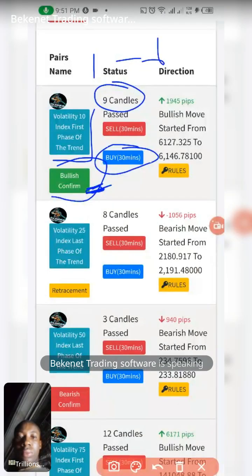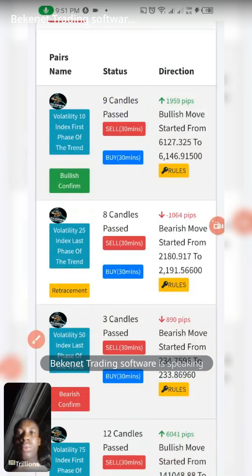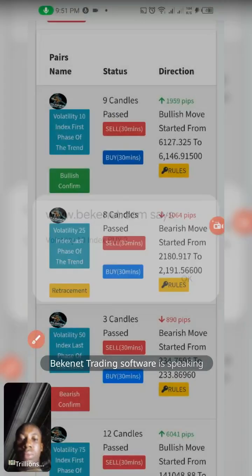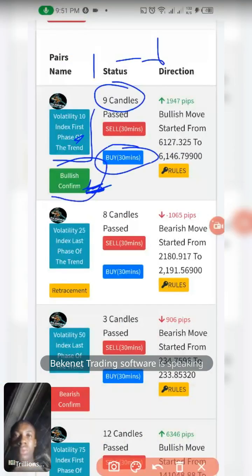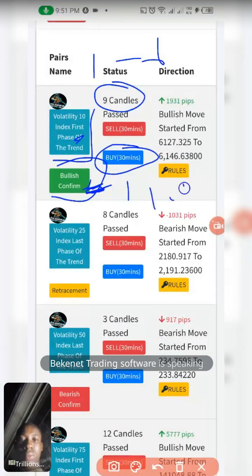Nothing will happen because the criteria has passed. So once you click on this, the system will monitor it for you. Once there is a confirmation of a bullish move and it is a first phase, and the number of candles is 1, 2, 3, 4, 5, 6, it will send you an SMS alert. Then you can buy, depending on your analysis.